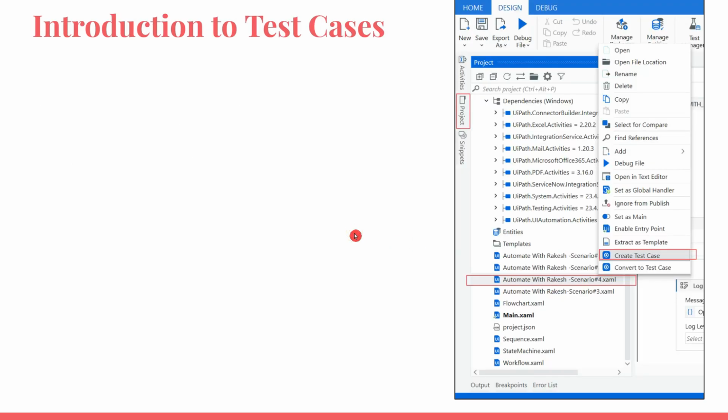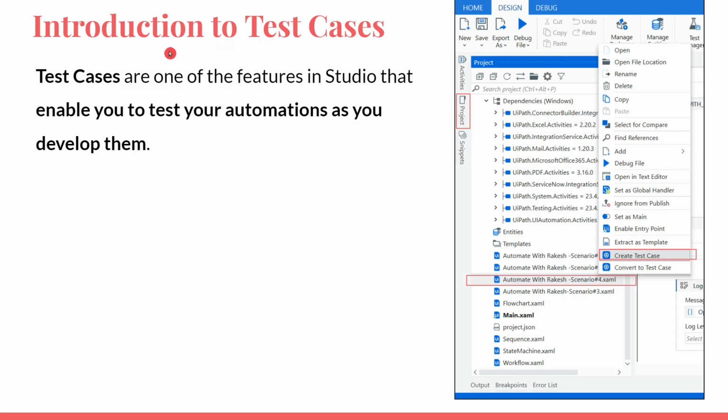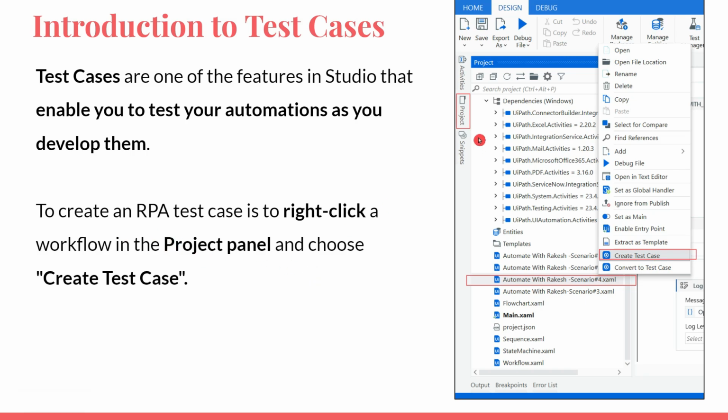So let's get started. The very first thing, let's understand what is a test case. Test cases are one of the features in Studio that enables you to test your automations as you develop them. So the main agenda is you can create a test case. So how do you create it? You simply go to project panel, select the workflow which you would like to test, right click on it, and then click on create test case. Right click and create test case.